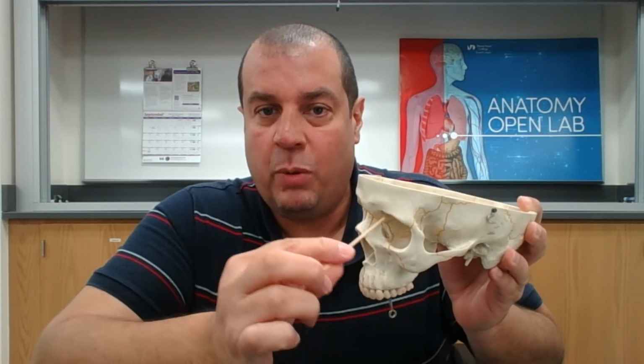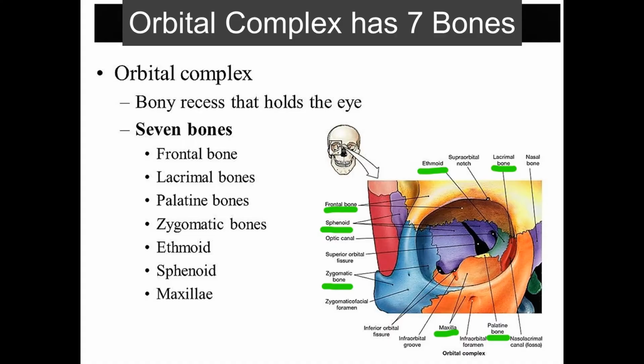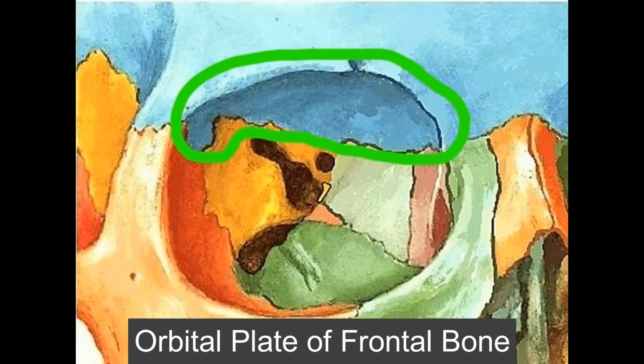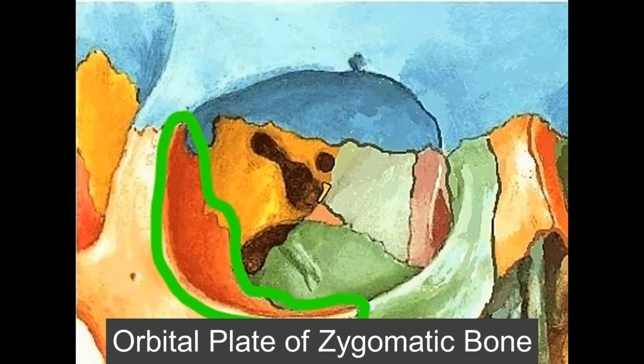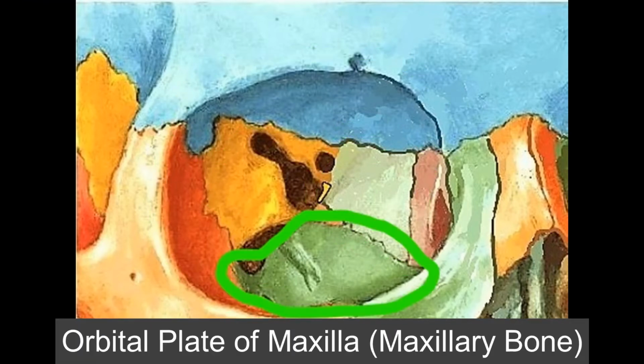This whole thing is the orbital plate, which is made up, the eye socket is made up of a bunch of different bones. So you just say orbital plate of that particular bone. So this is the orbital plate of the ethmoid bone, the orbital plate of the frontal bone, the orbital plate of the zygomatic bone, the orbital plate of the maxillary bone.